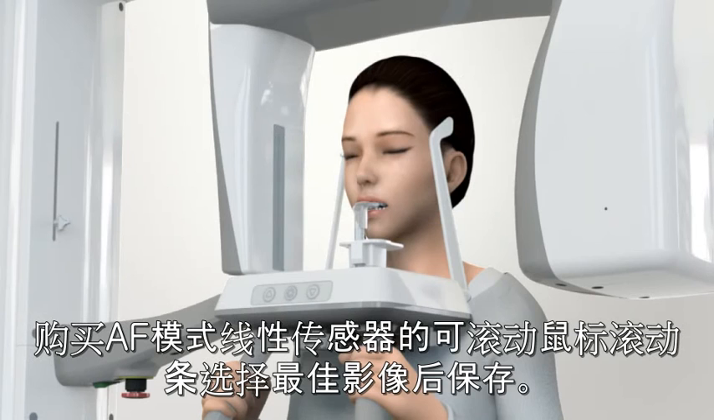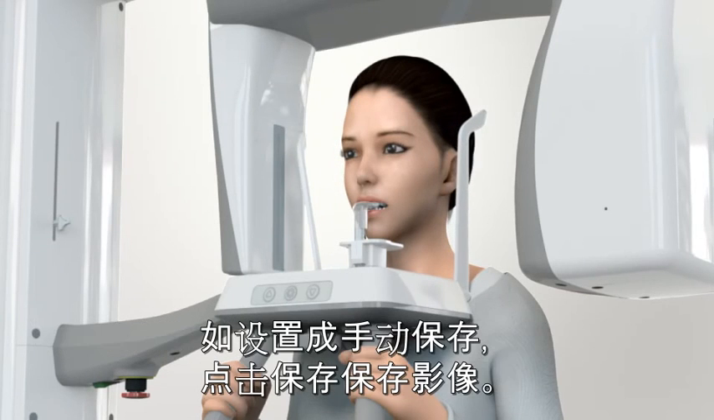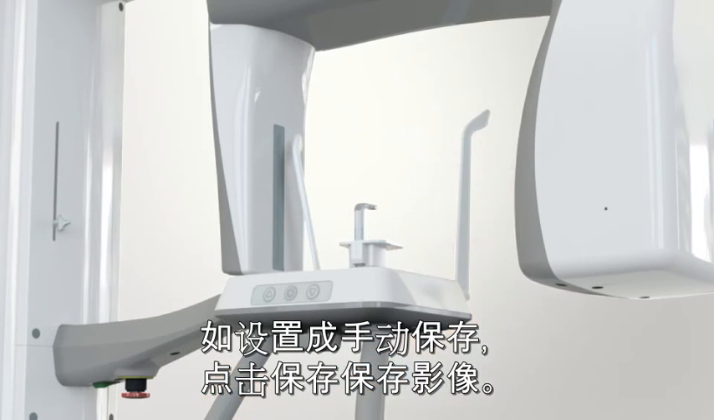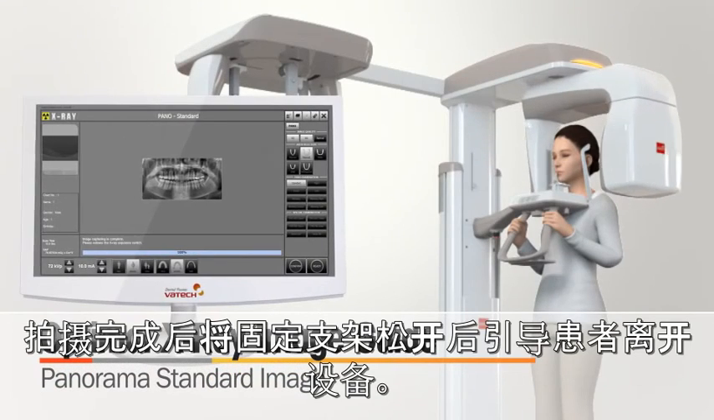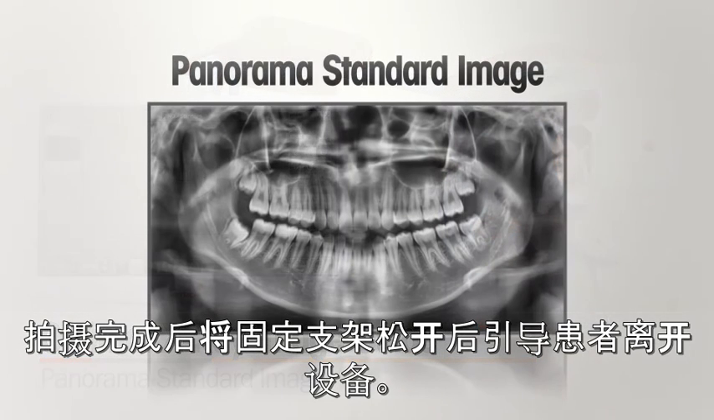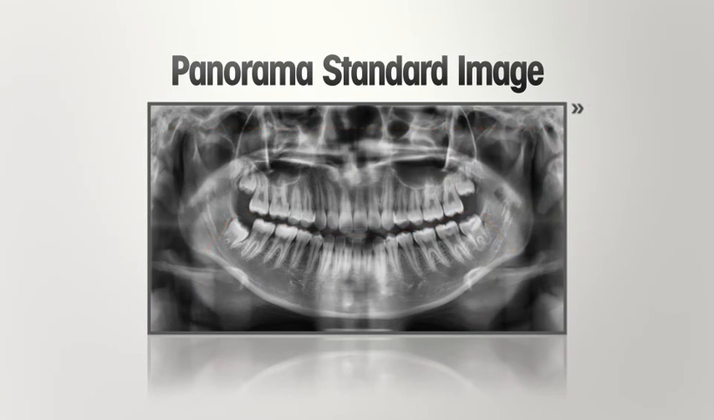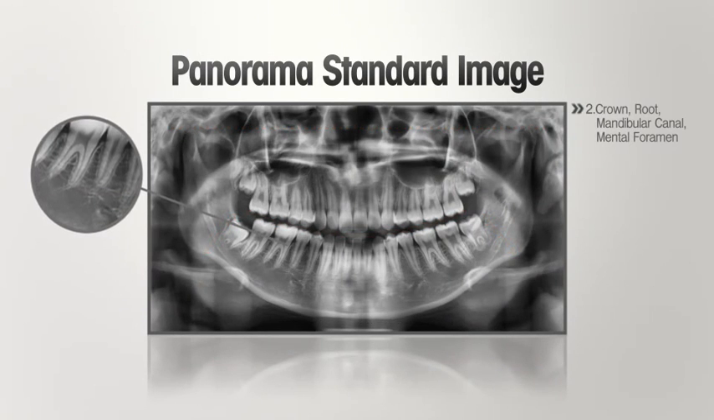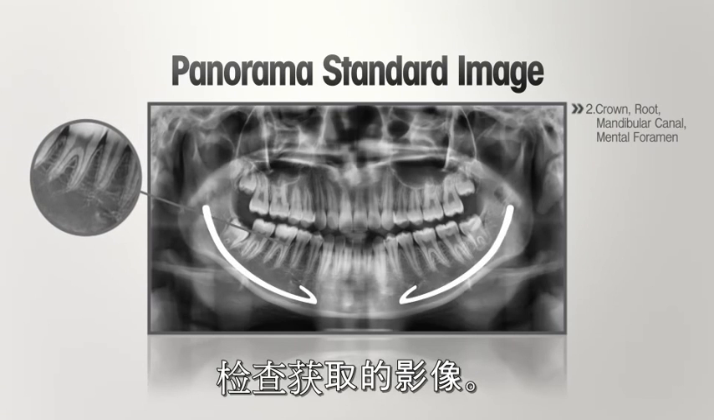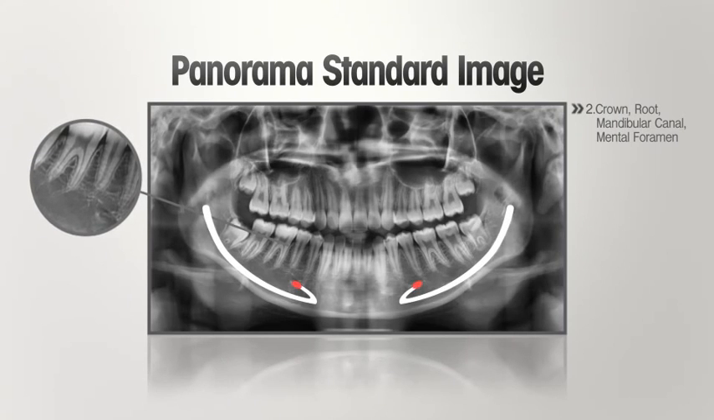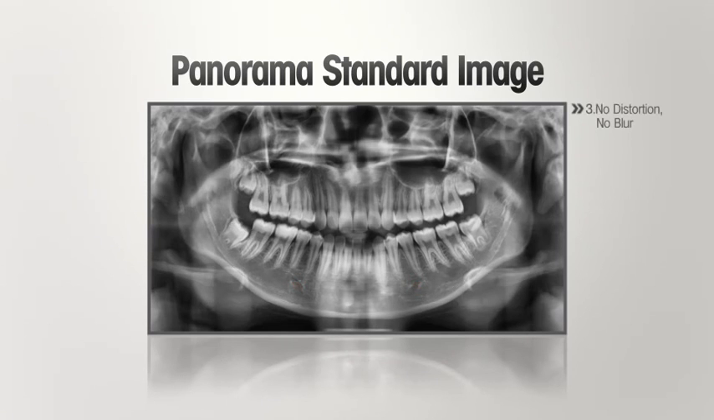After the image capturing, unfasten the temple support. Then guide the patient out of the unit. Check the captured image. The occlusal plane needs to make a gentle smile and the oral structure should be symmetric. Crown, root, sinus, mandibular canal, and mental foramen also should be shown clearly. No distortion or image blur means that proper images are achieved for dental diagnosis.